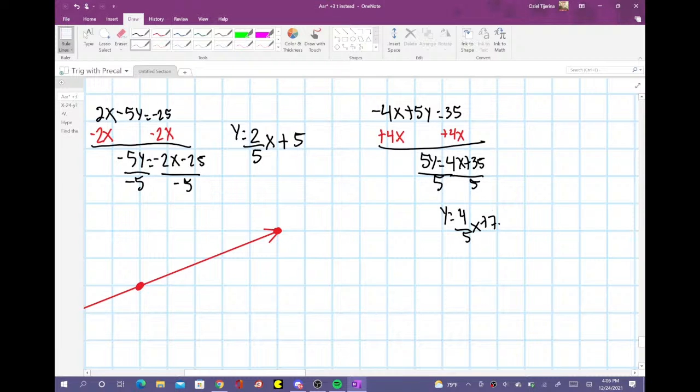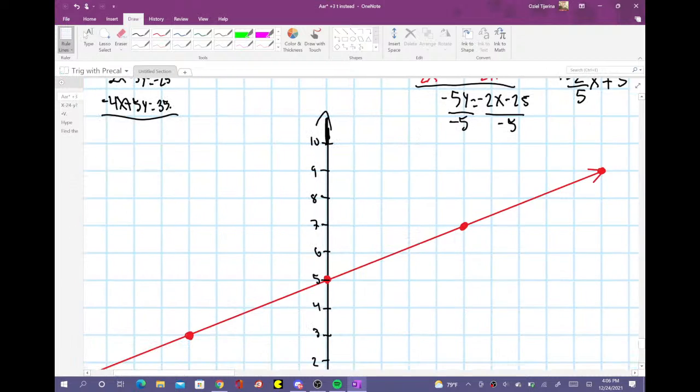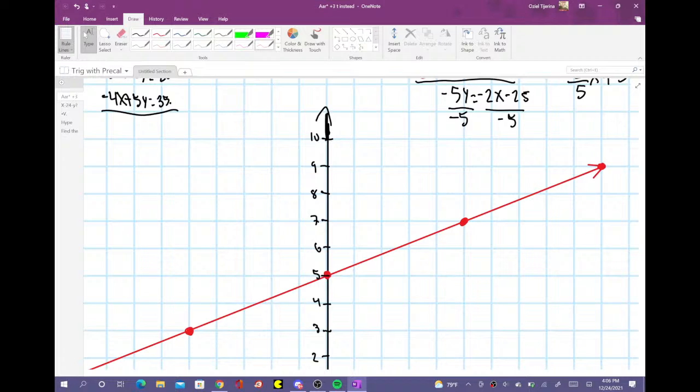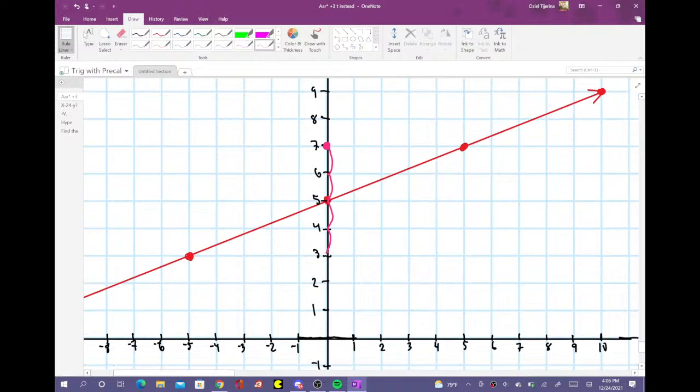So here we're going to do 4/5 x plus 7. I'm going to do this one in pink. So this is going to be 4/5 x plus 7. So it's going to be 1, 2, 3, 4. We're going to go down 4 and to the left 5. So 1, 2, 3, 4. And then 1, 2, 3, 4, 5. So it's going to be right here at this point, which is the intersection, right?